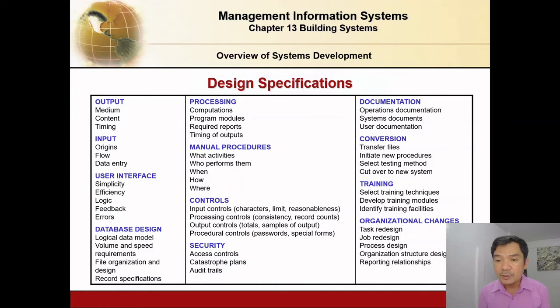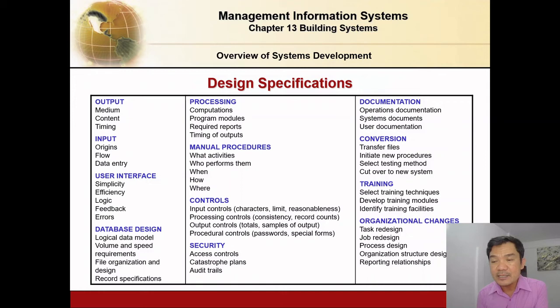We have output, input, and user interfaces, meaning simplicity, efficiency, logic, feedback, and errors. Going back to output, for instance: the medium, how the output will be displayed, the content, and the timing, when the output will be displayed. Input is the origin, the source of the input, flow from what and where, and data entry, where to input.